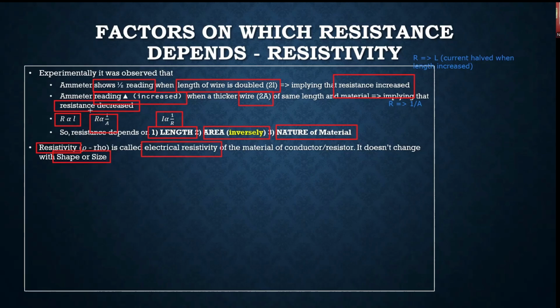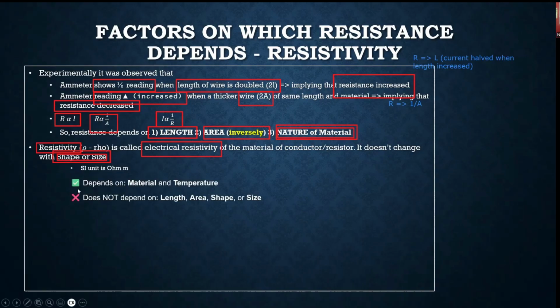Resistance depends on length, area, and nature of the material. But what does the nature of material depend on? It does not depend on shape or size. It directly depends on the nature of the material itself. So resistivity depends on material and temperature, but does not depend on length, area, shape or size.